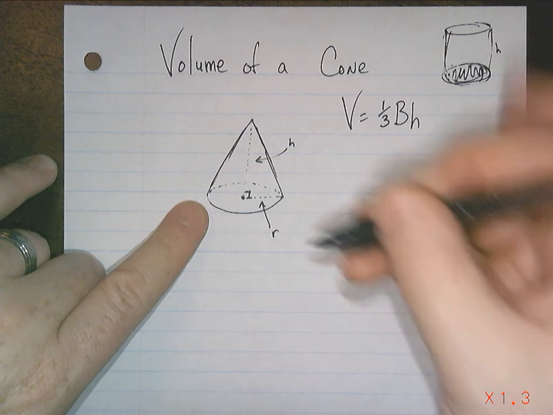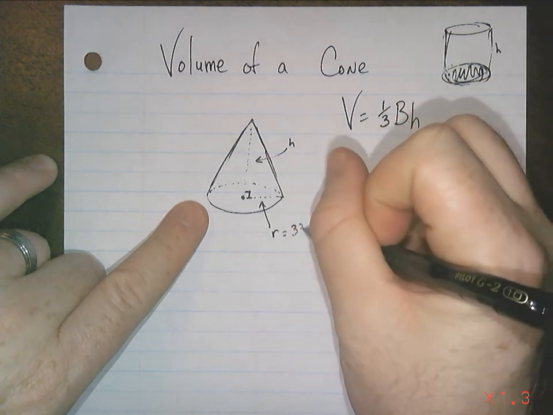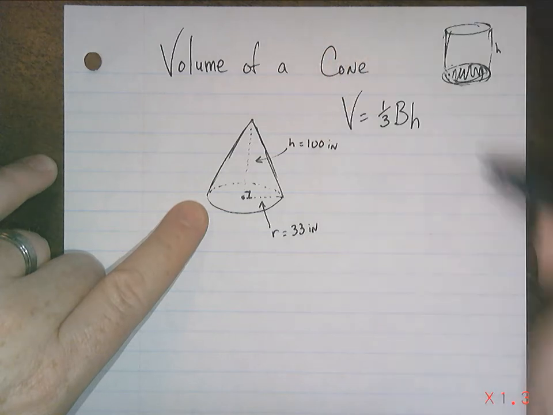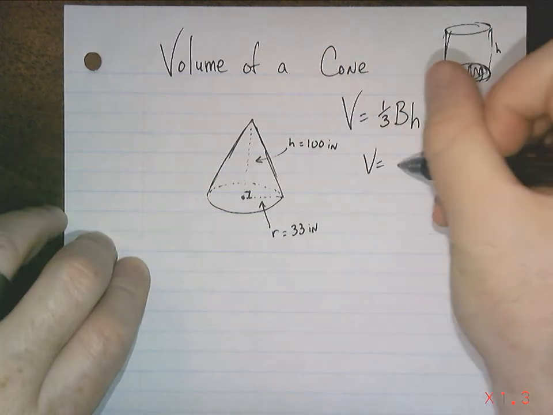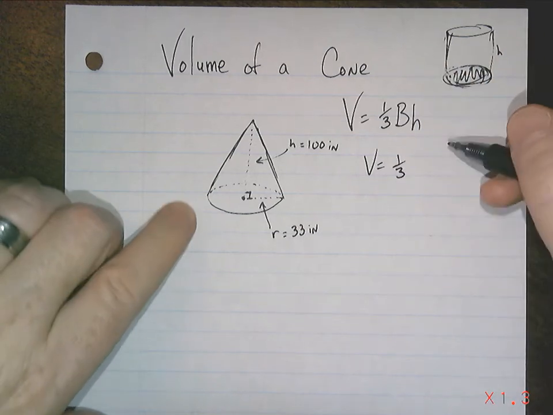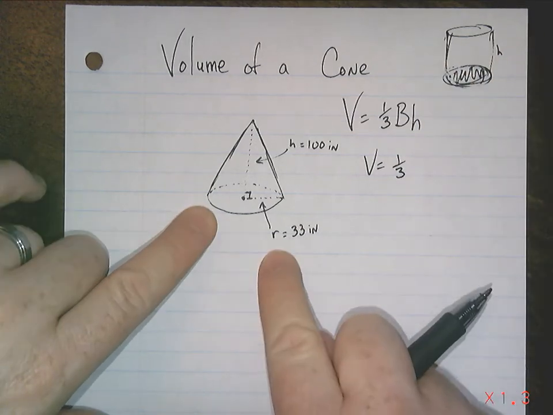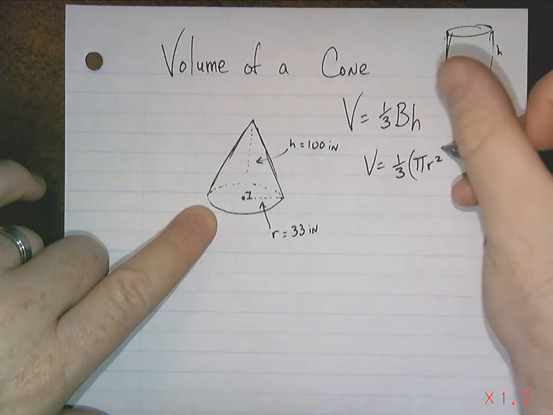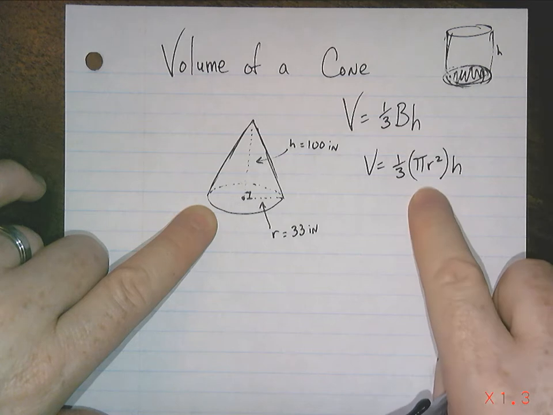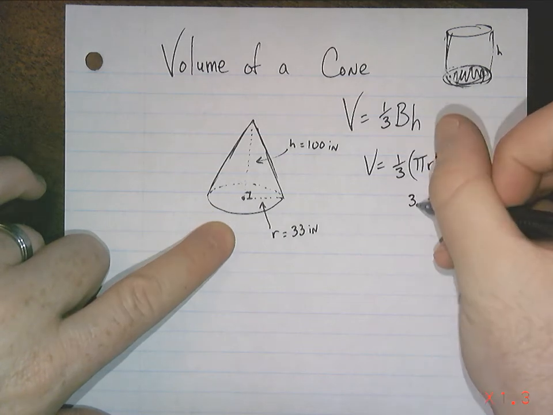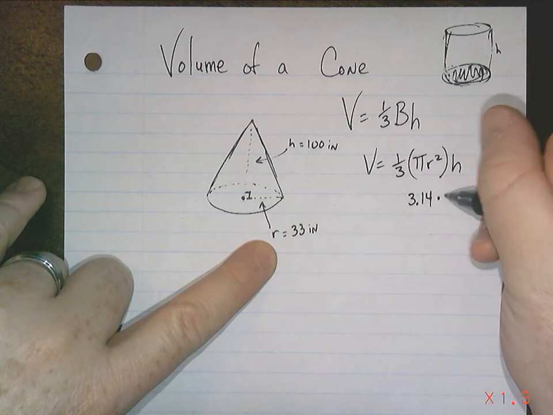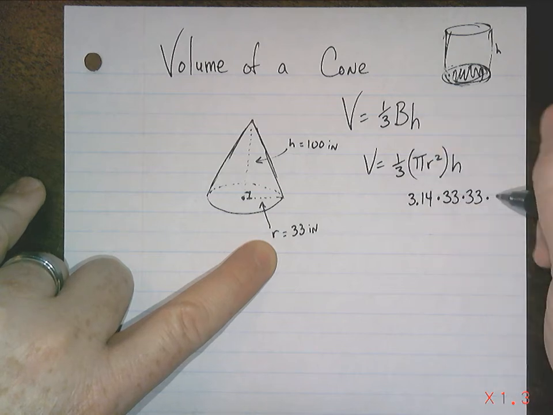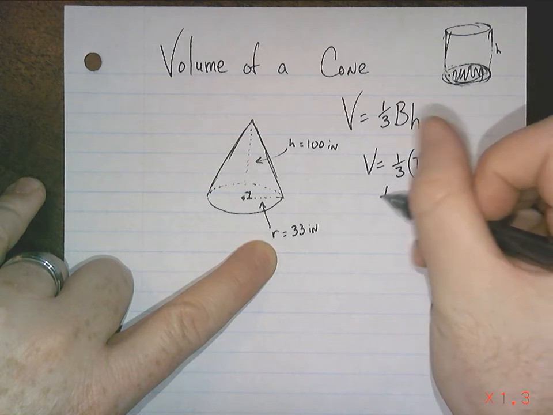So let's say that the radius is 33 inches, and the height is, let's say, 100 inches. So volume equals 1/3 times the area of the base. Well, it's a circular base, so remember, pi r squared, that's going to be the area of the base, times the height. So pi times the radius, which is 33 times 33, right? 33 squared, times the height, and then 1/3 of all that.